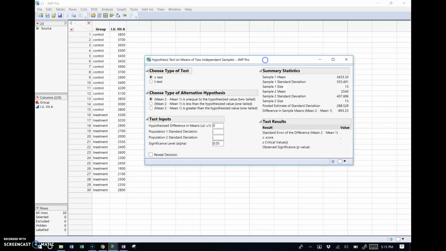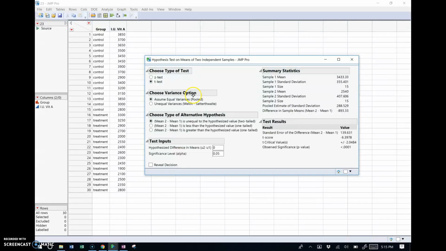All right, so let's see what we got here. Choose the type of test, t-test, right? Choose the variance option. All right, we're using Welch's approximation because we're assuming unequal variances. All right, so now check it out right here. This is what I was talking about. Mean 2 minus mean 1.